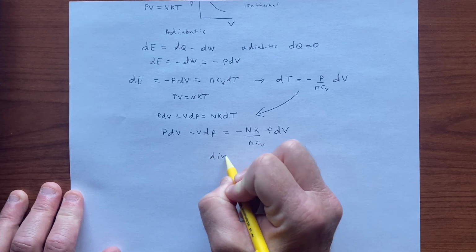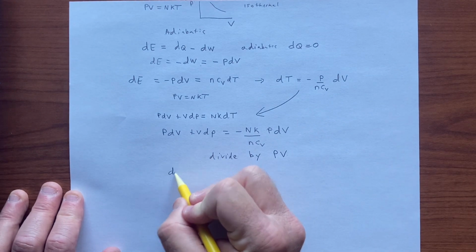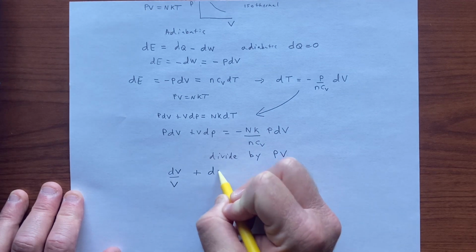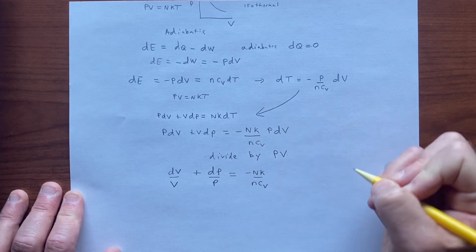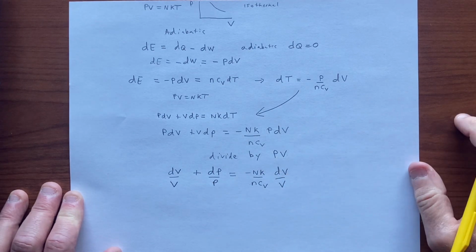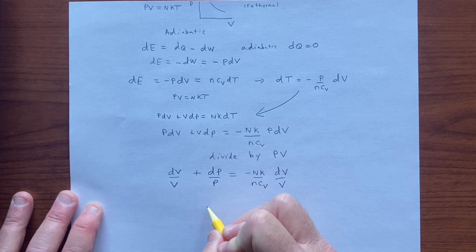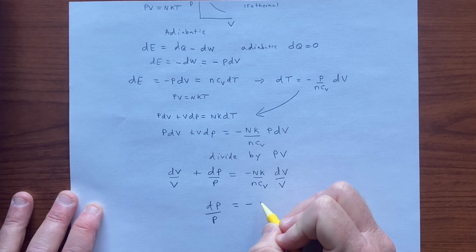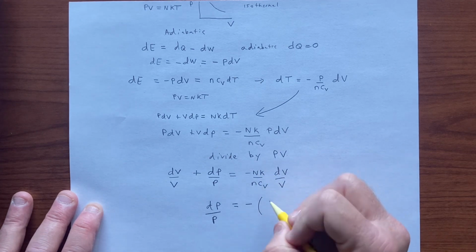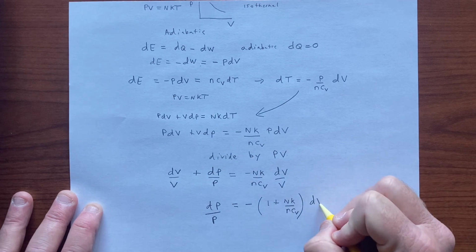Okay, so let's divide by PV, and we'll end up with dV over V plus dP over P being equal to minus Nk over NCv dV over V. Well, we really want to put them on the same side, but let's just do dP over P is equal to minus, if we bring these two terms together and bring them to this side, we have a minus this minus 1, so it's really minus 1 plus this term involving these constants, dV over V.